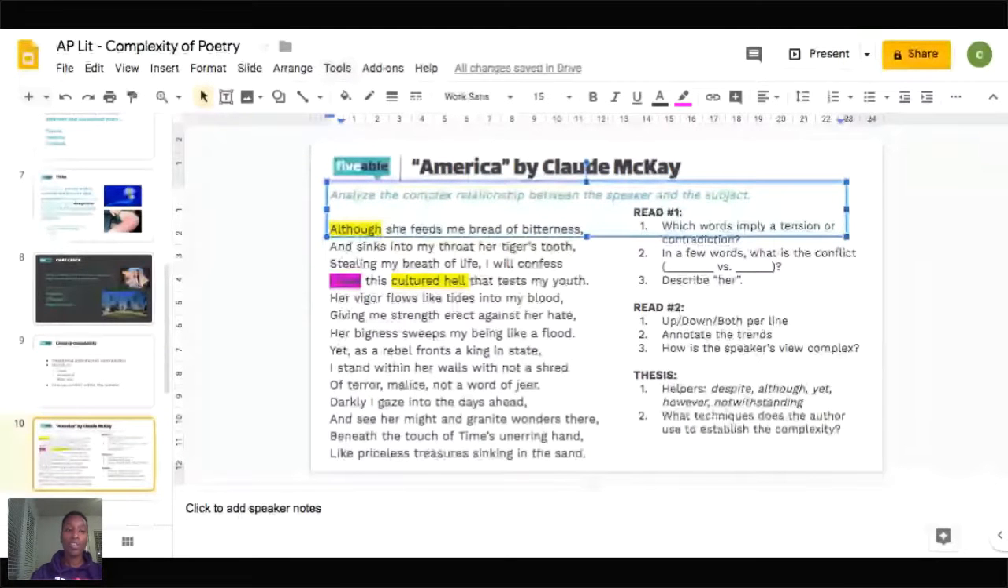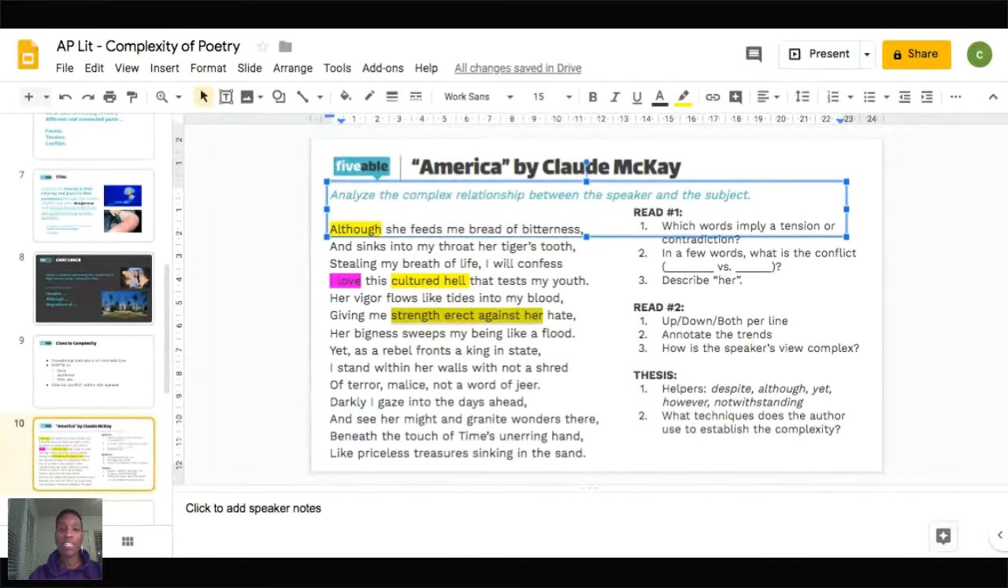So she, whoever this she is, flows into the speaker, but gives the speaker strength against her. So she's feeding this antagonist, or the antagonist is feeding the protagonist, however you'd like to look at it. And so we've got strength against her hate. So this is another contradiction here, that she gives me strength erect against her. So we'll call that yellow. And then, "her bigness sweeps my being like a flood." And we can look at that either positively or negatively, and we'll come back to that.